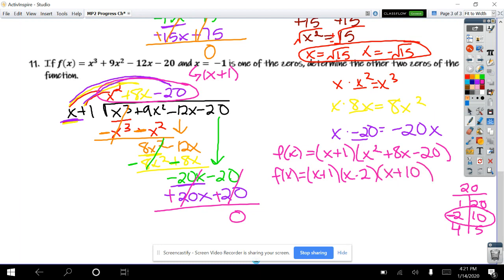Don't think that your zeros are negative 2 and 10. They're not. You need to write this out. These are your factors. Your zeros are always the opposite. So the other two zeros we get are x equals 2 and then x equals negative 10.